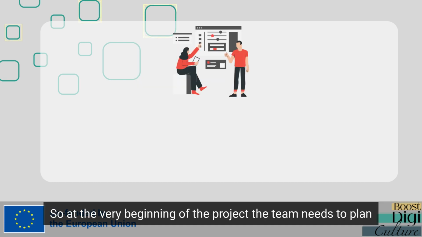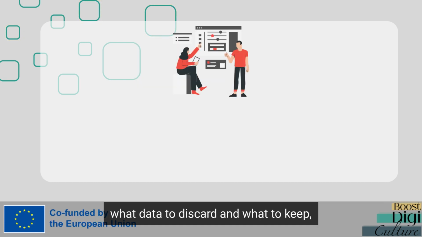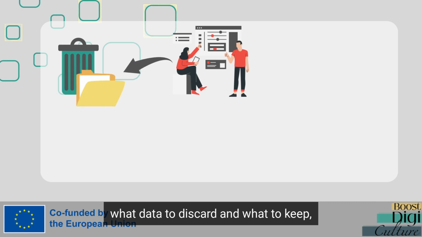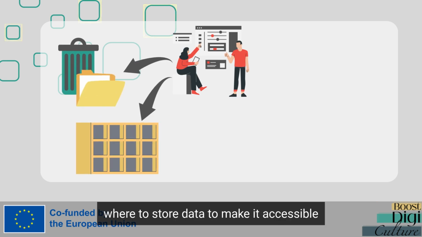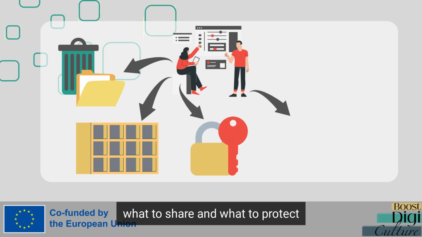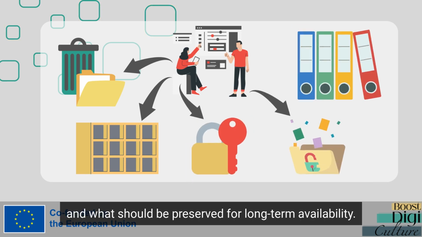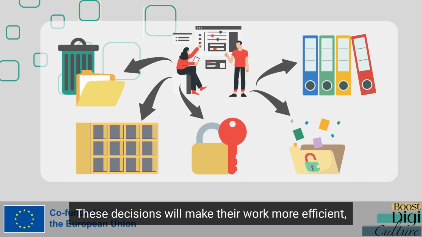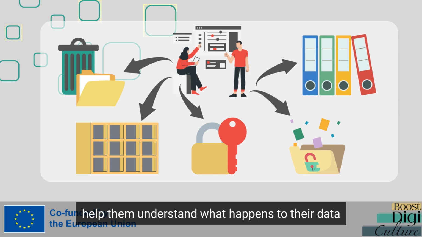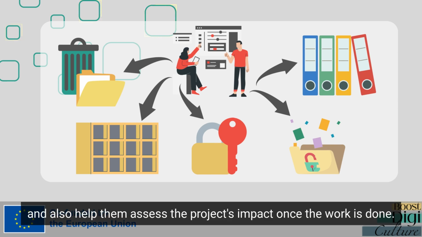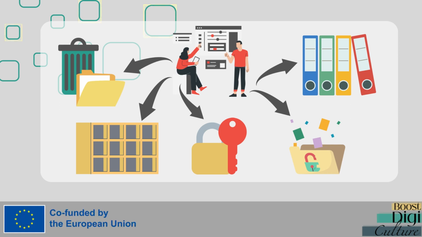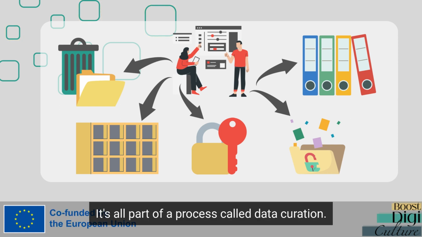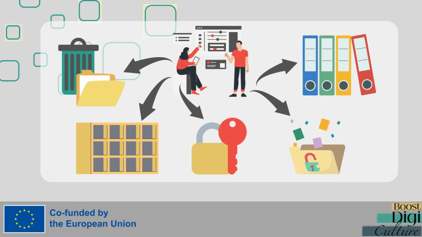So at the very beginning of the project, the team needs to plan what data to discard and what to keep, where to store data to make it accessible, and how to organize it to make it findable, what to share and what to protect, and what should be preserved for long-term availability. These decisions will make their work more efficient, help them understand what happens to their data, and also help them assess the project's impact once the work is done. It's all part of a process called data curation.